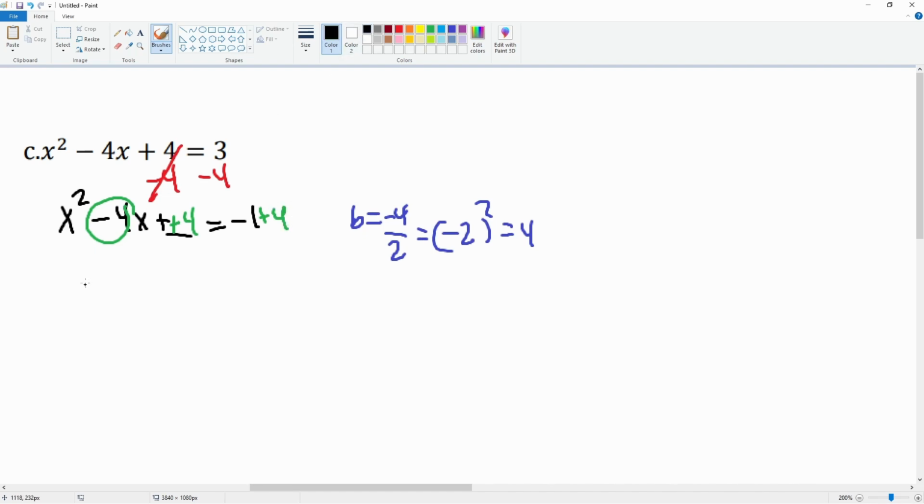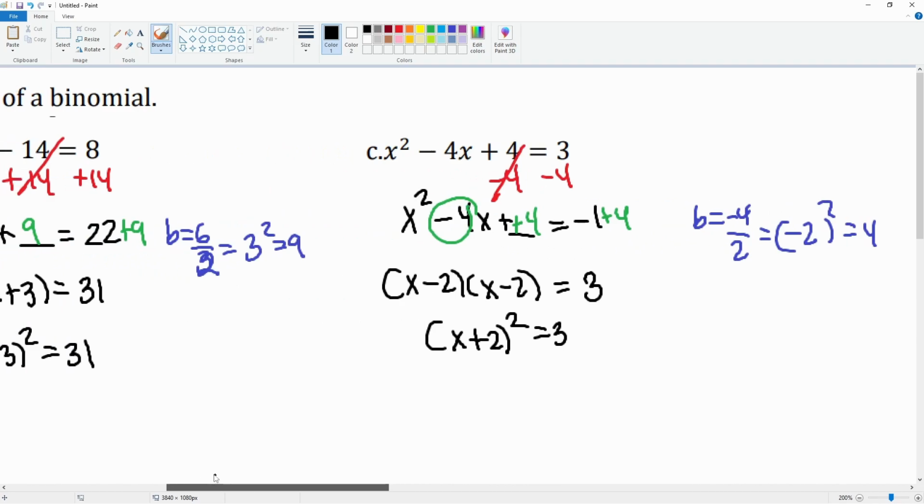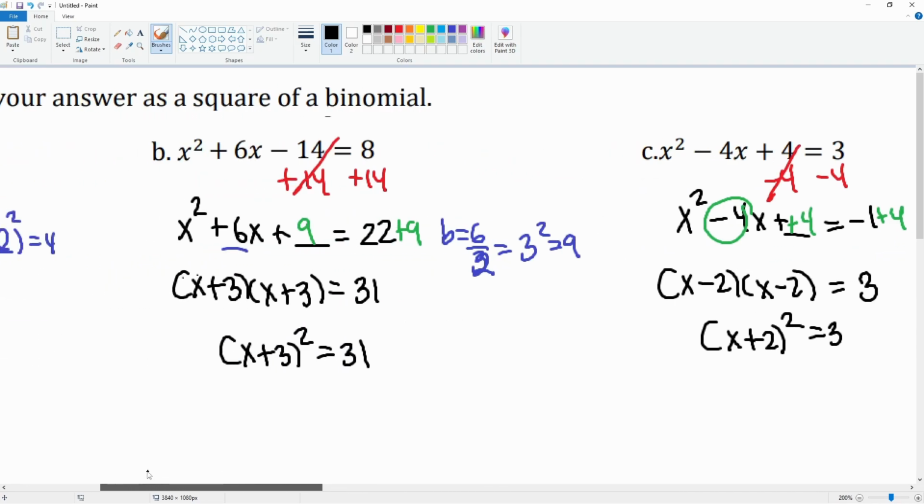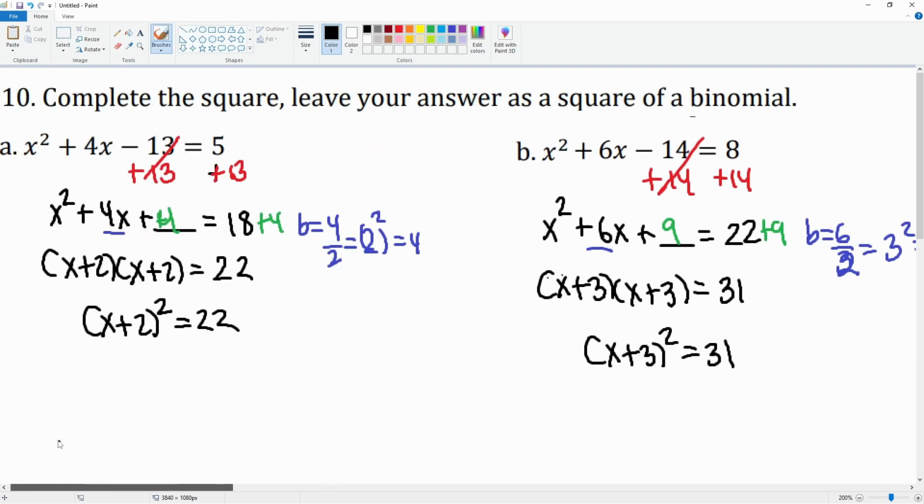In that process, I can now factor the left, right? Two numbers that multiply to make 4 and add up to -4. That is x minus 2 and x minus 2. -1 plus 4 becomes 3. I can write the left as a square binomial. So it's x minus 2 squared is equal to 3. There you go. That is how I complete the square, leaving the answer as a square binomial.